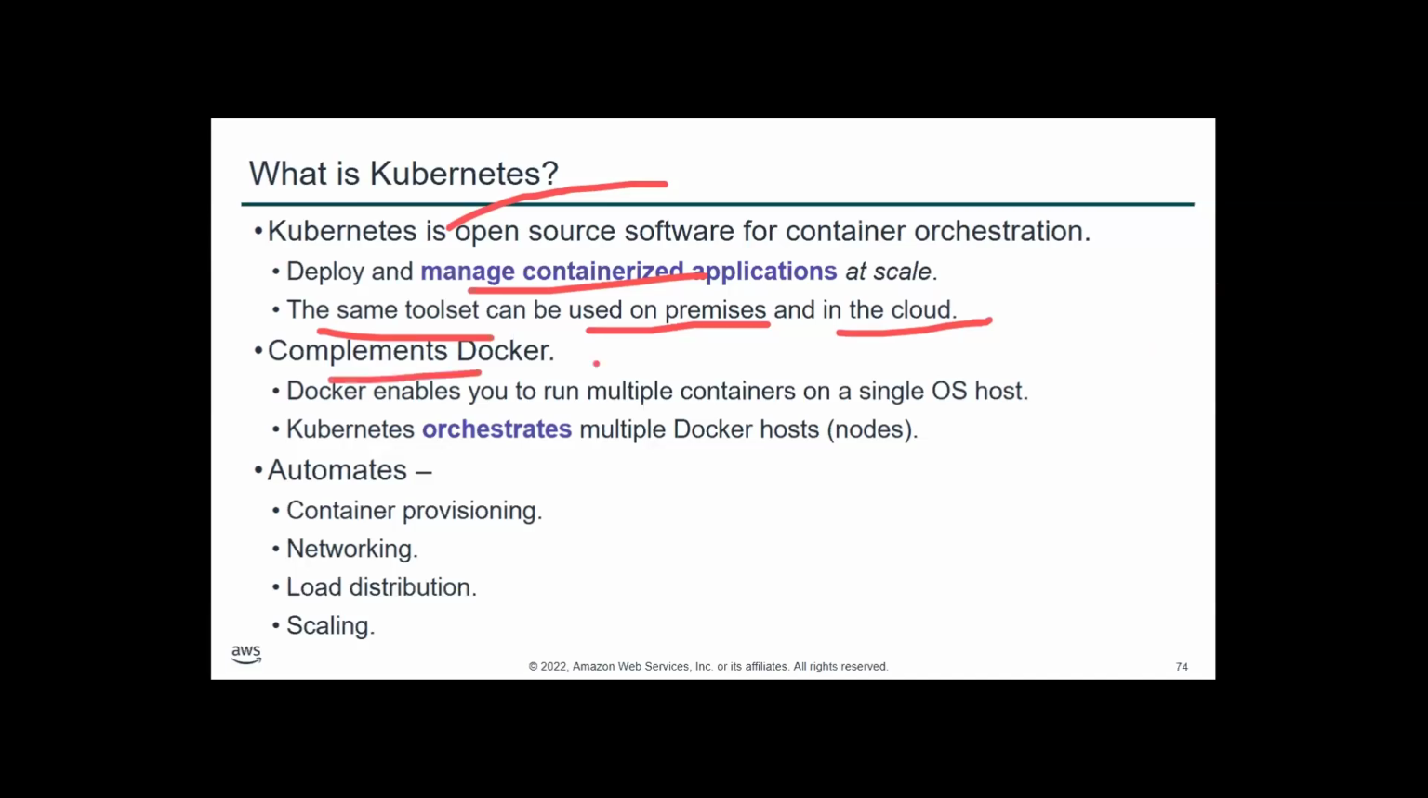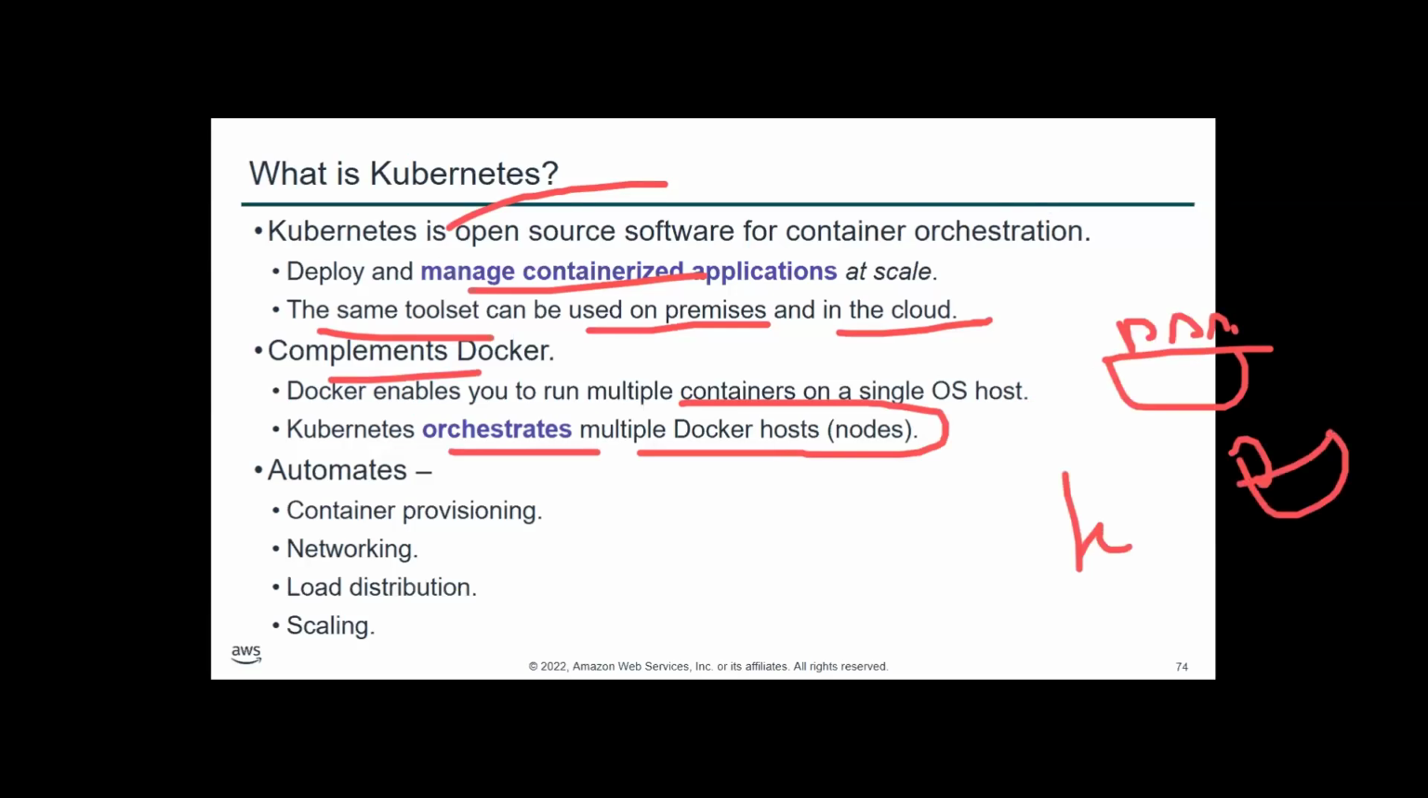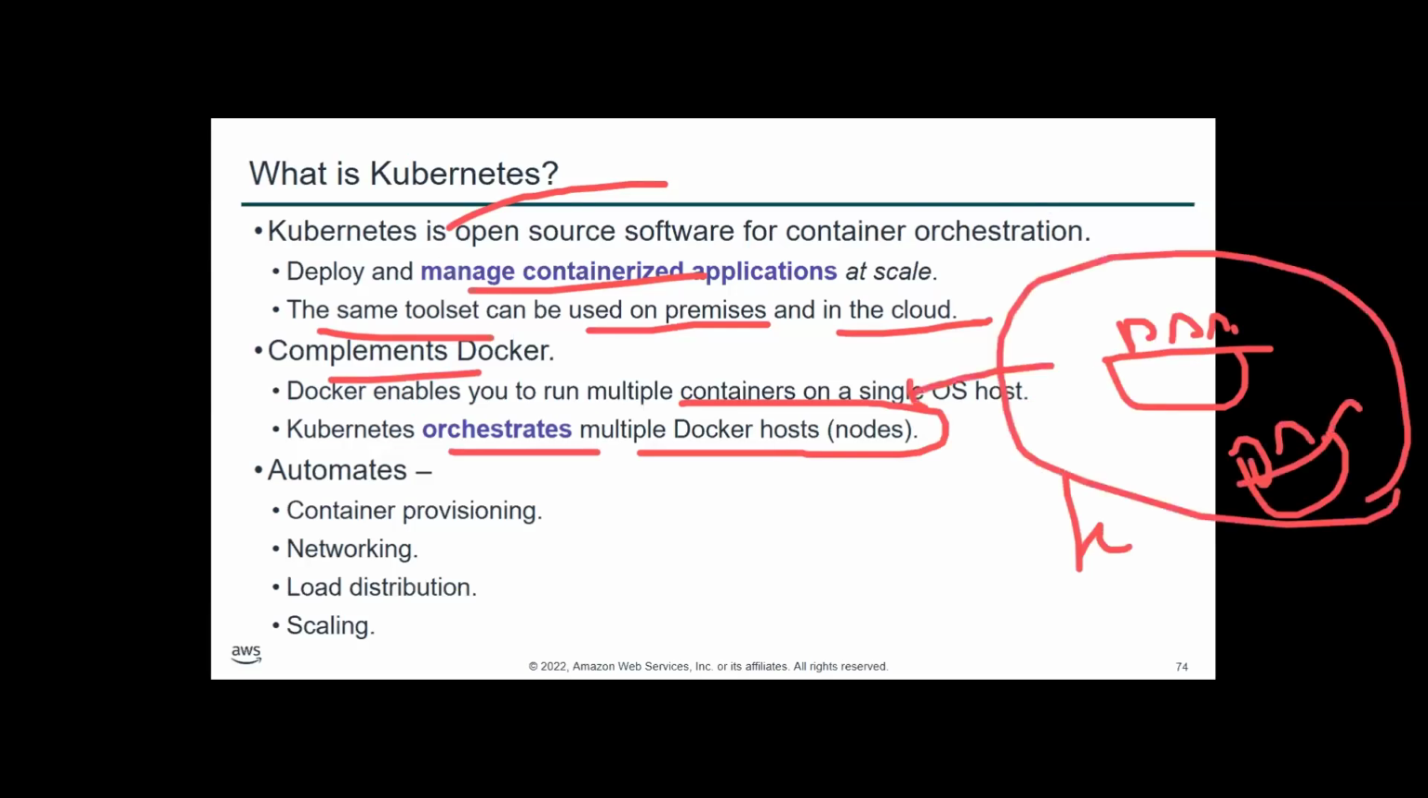Next, it complements Docker. Whatever Docker is doing, Kubernetes is complementing it. Docker enables you to run multiple containers on a single OS, and Kubernetes can span multiple Docker hosts also. That means Docker is able to manage multiple containers; now Kubernetes can manage multiple Docker hosts with the help of Kubernetes. So it will automatically handle container provisioning, networking, load distribution, and scaling as well.